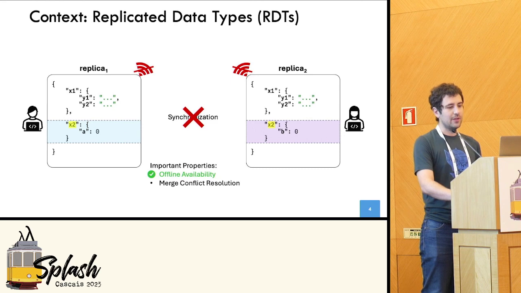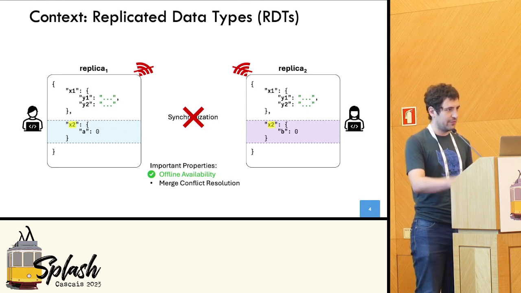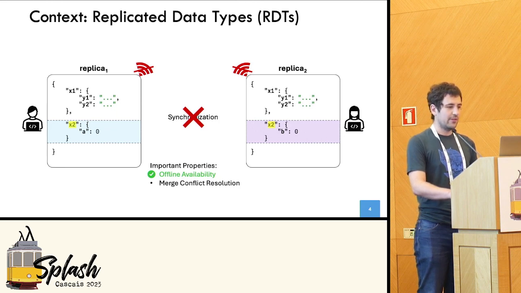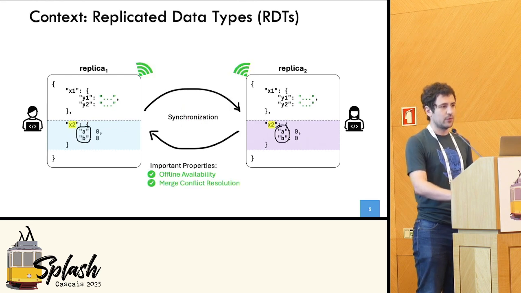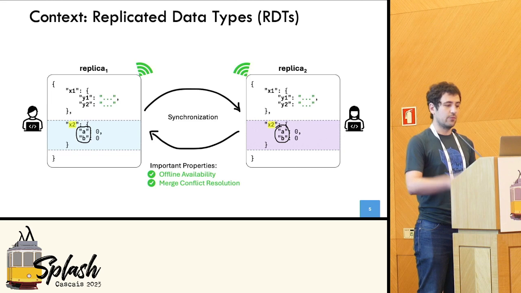Offline availability means that when the network goes offline, each peer can independently continue to update their local object. For example, on the left, a key x2 is added with a subfield A, and on the right, a key x2 is added with subfield B. Automatic merge conflict resolution means that once the network connection is restored, replicas will resume synchronization, and the properties of RDTs guarantee that eventually the objects converge to the same state. In this case, merge conflicts on the key x2 may be resolved by merging the objects and keeping both keys A and B.